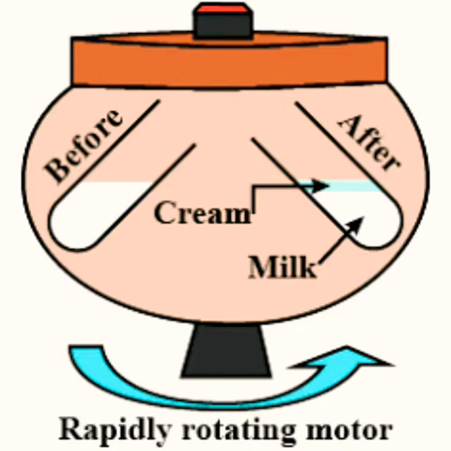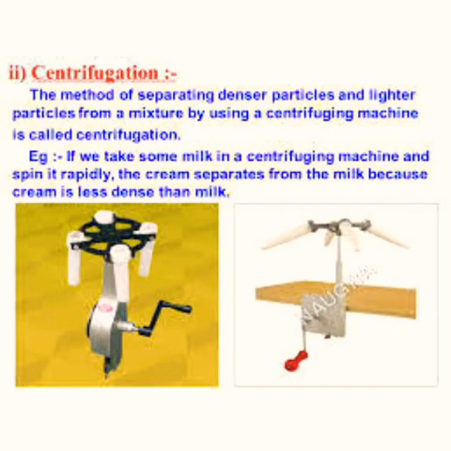In the first one, it is a solution of milk. In the second one, you can see that the denser liquid in the milk has settled down and the cream, which is lighter in density, is at the top. So we can collect the cream from the top of the milk using centrifugation. So we can define centrifugation as a method of separating denser particles and lighter particles from a mixture by using a centrifuging machine. For example, if we take some milk in a centrifuging machine and spin it rapidly, the cream separates from the milk because cream is less dense than milk.